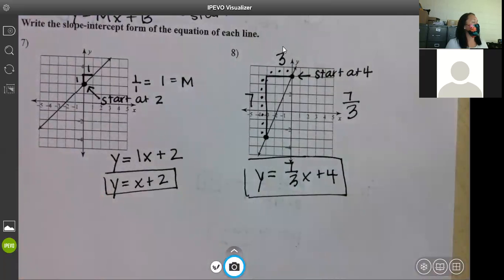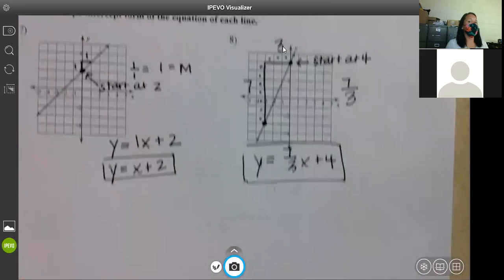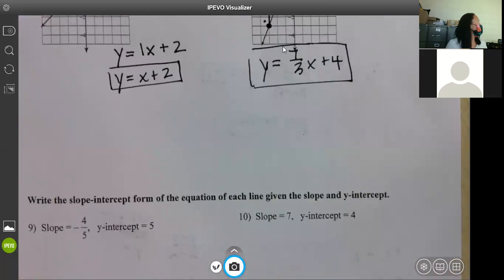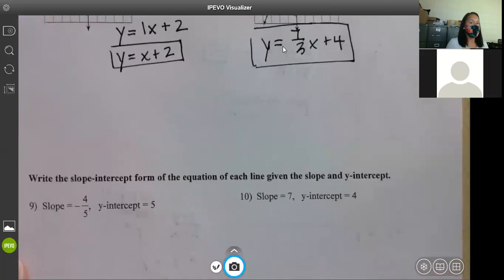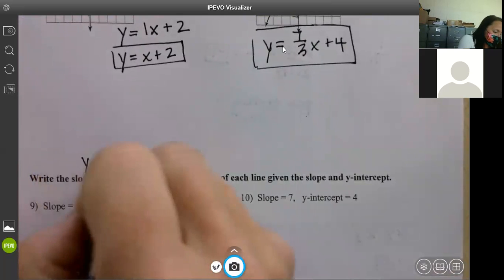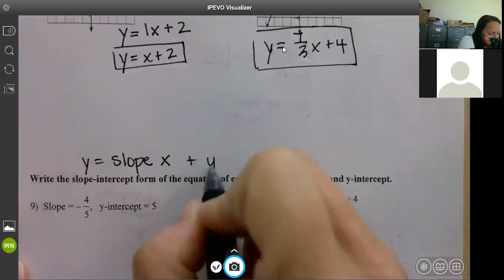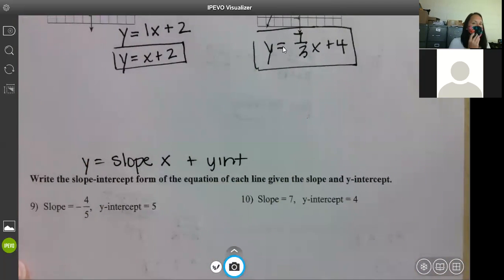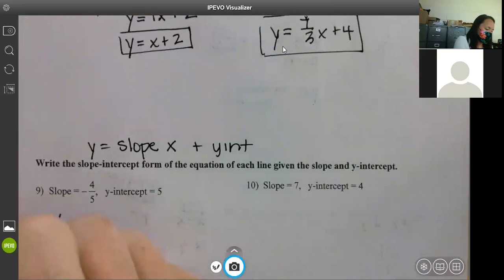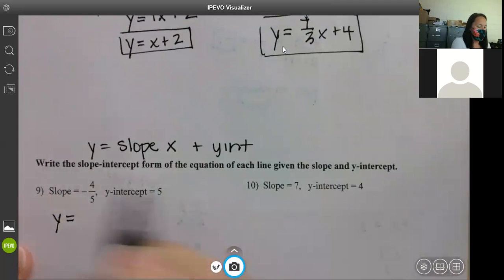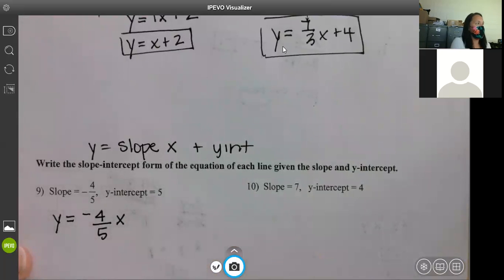If you get 9 and 10 wrong, I'm going to be very, very mad at you. Why? Because it gives you exactly what we just had. Your slope comes first. Remember, it's y equals your slope x plus your y-intercept. So y equals, what's your slope on number 9? 4/5 x. And then where did we start? 5. Positive 5. It gives it to you.